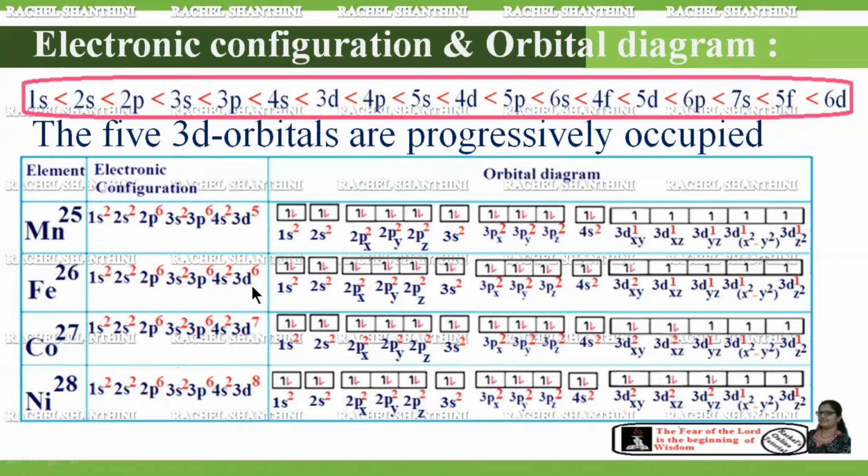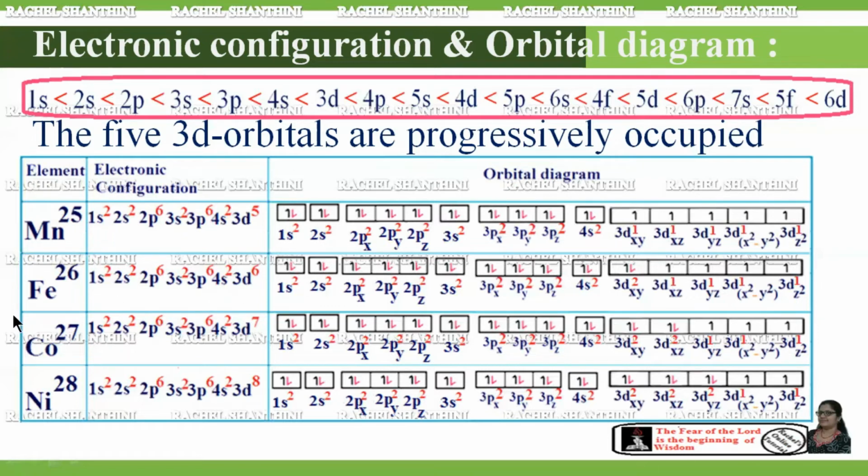We know that d orbitals can accommodate the maximum of 10 electrons, right? Here we have only 6. So the electronic configuration of iron is 1s2, 2s2, 2p6, 3s2, 3p6, 4s2, and 3d6 in scientific notation.